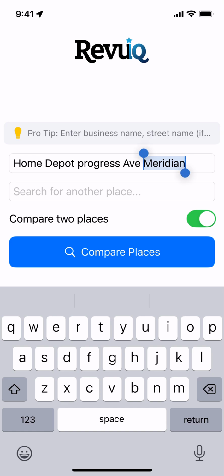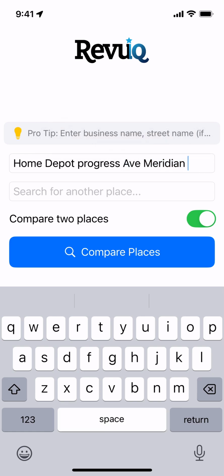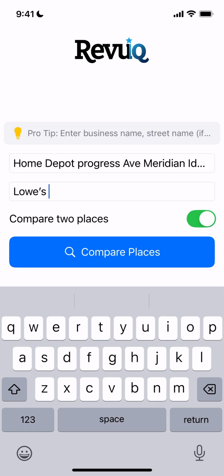Oh, probably should add Idaho. You don't always have to include the street. You don't always have to include all the information, but I know that it doesn't hurt. So the more details, the more of the address you can provide. Even if you want to add commas, you can do that.